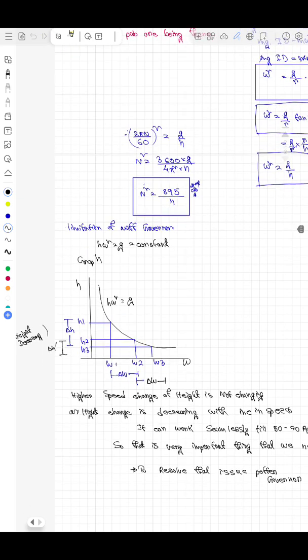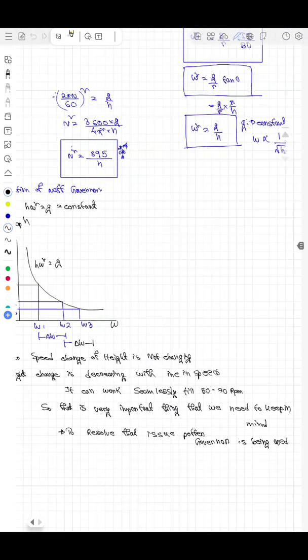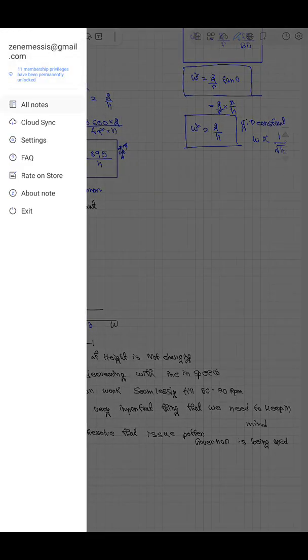So at higher speed, what is happening? The height is not changing. In the higher speed, the heights are not changing, they are getting smaller. It works fine seamlessly between 50 and 70, and after that they are not working. So that's what has been explained here.